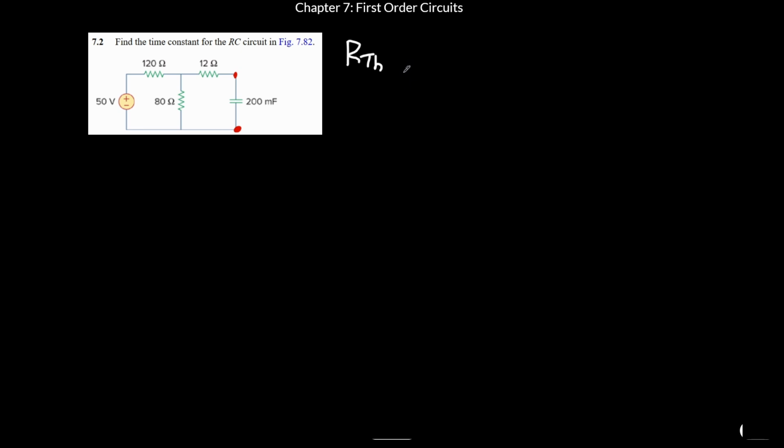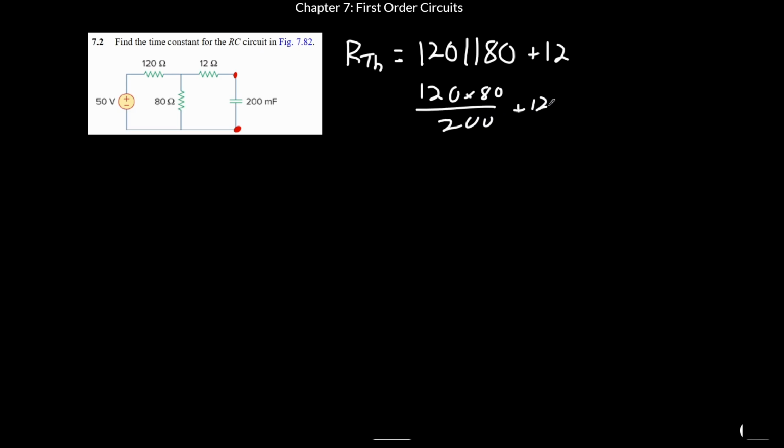So our equation for this is going to be our 120 ohm resistor, which is going to be in parallel with our 80 ohm resistor, plus our 12 ohms. Now, if we remember our parallel resistors, we'll get 120 times 80 divided by 200, plus 12, which is just going to give us 60 ohms.